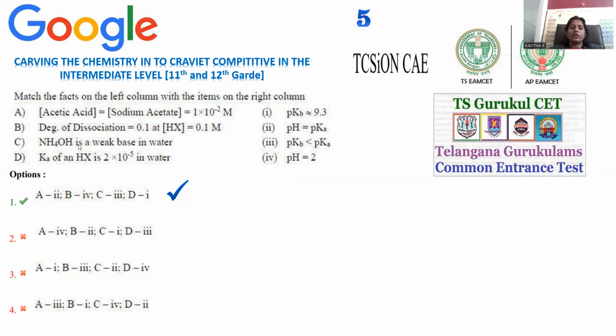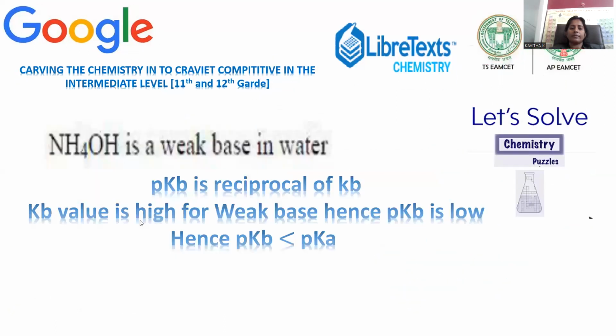Let me go with ammonium hydroxide, which is a weak base in water. Weak base means what? The pH value will be higher. If pH value is higher, what happens? First of all, let's go with the step-by-step explanation. pKb values, dissociation constant values will be there, no? The logarithm of those values are called pKb values. B for base.